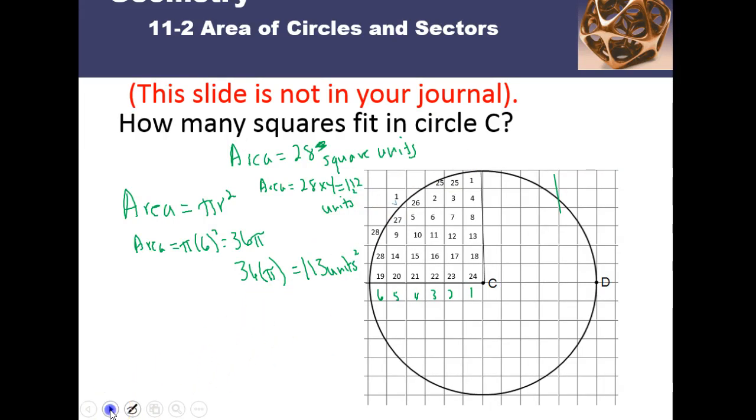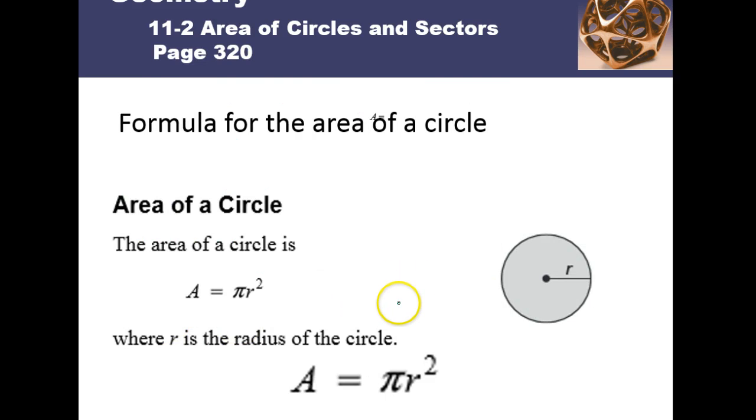So moving on to the next slide. Here's the formula for the area of a circle. Area equals pi r squared. And like I said, we just went over that, so that's it. Okay, and we're on page 220 now, if you didn't notice.